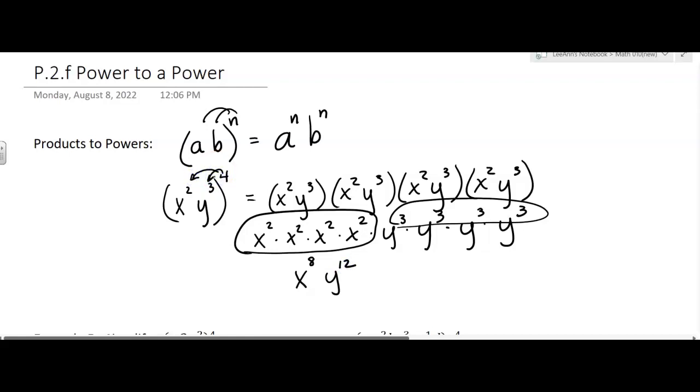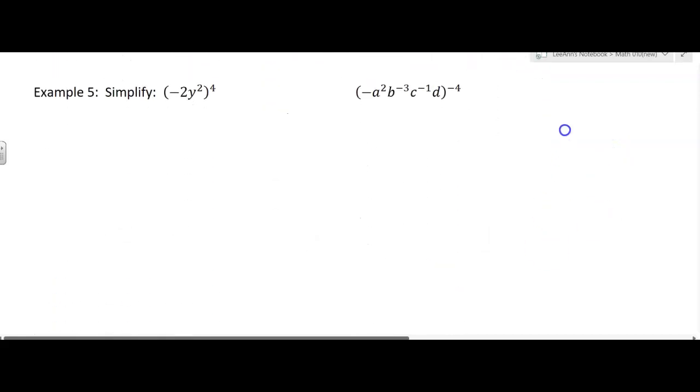Okay, so power to a power. I've got two bases, so it's like x squared to the fourth and y cubed to the fourth. And then I can use the last rule we talked about, where we're multiplying those exponents and multiplying those. Okay, so hopefully that makes sense. And we have some examples.